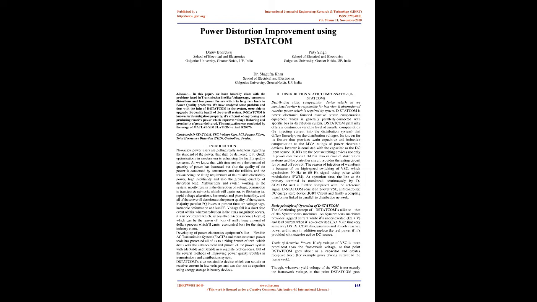A voltage sag is a short-time event in which a reduction in the RMS magnitude occurs. It is an occurrence which lasts less than 1/6 of a second, one cycle, which can be the reason for the loss of a really huge amount of dollars in a process, which will cause economic loss for a single industrial client.